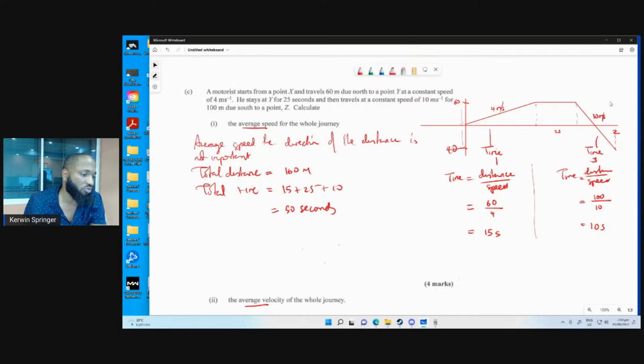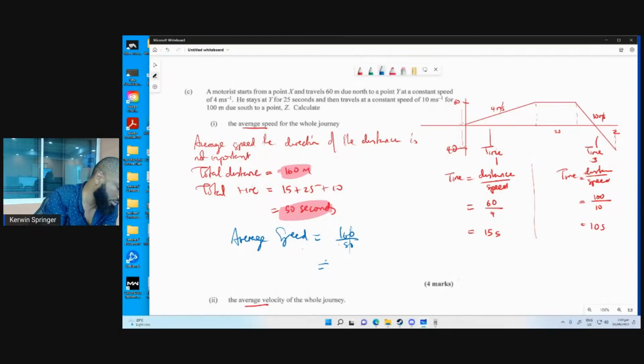So far so good? Everybody okay with that? So we have the total distance, and distance doesn't take direction into account. So the average speed is 160 divided by 50, which is 3.2 meters per second. We don't care about the direction, so you don't need to state anything.